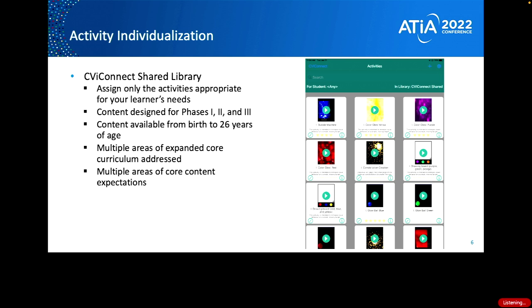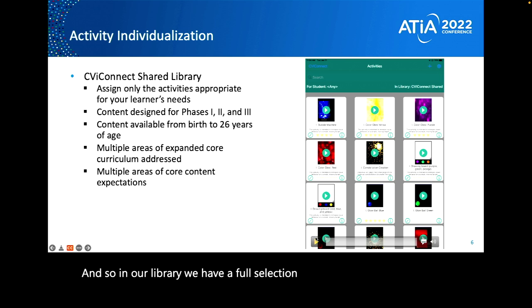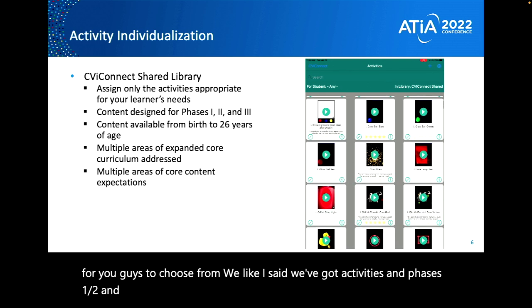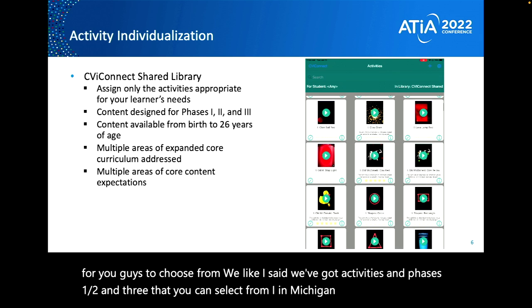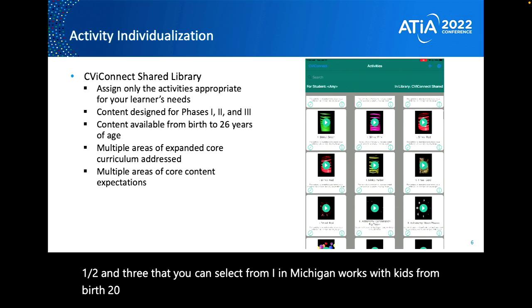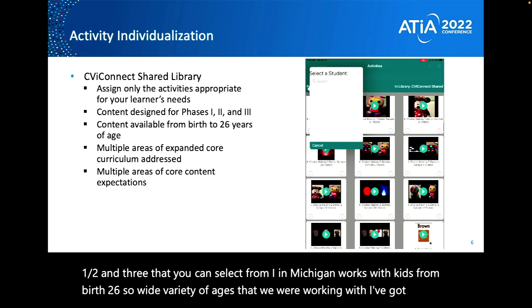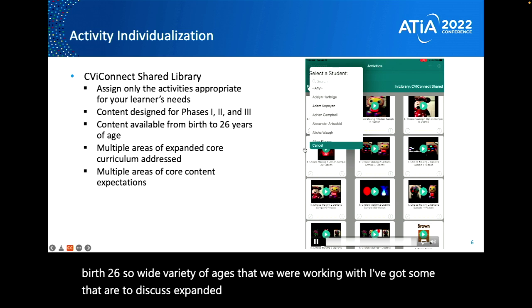And so in our library, we have a whole selection of activities that are available for you guys to choose from. Like I said, we've got activities in phases 1, 2, and 3 that you can select from. I, in Michigan, worked with kids from birth to 26, so a wide variety of ages that we were working with. I've got some that are to discuss expanded core and the different content expectations.